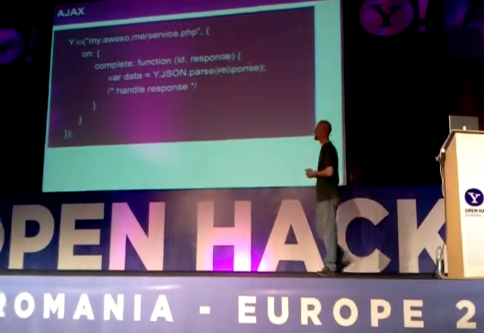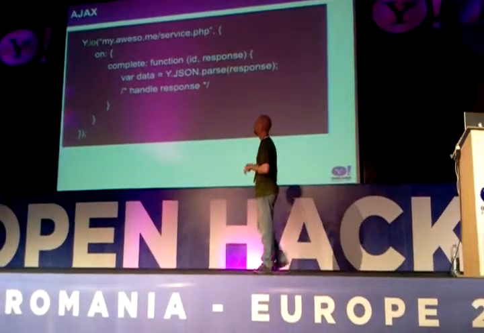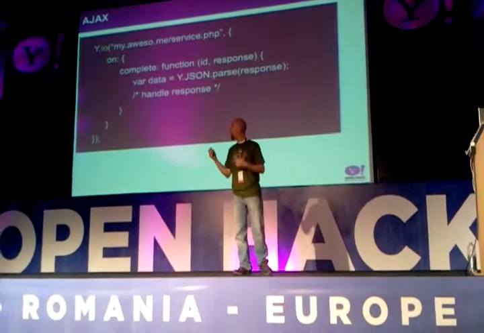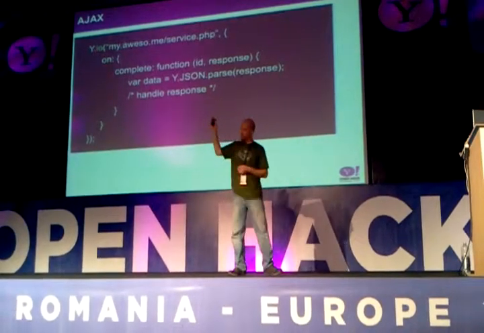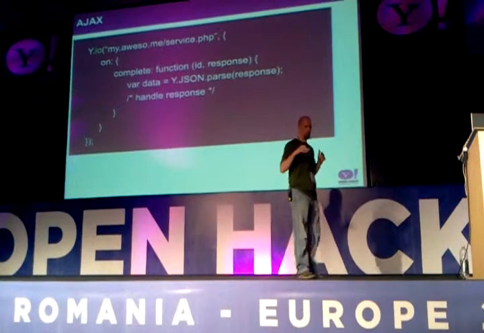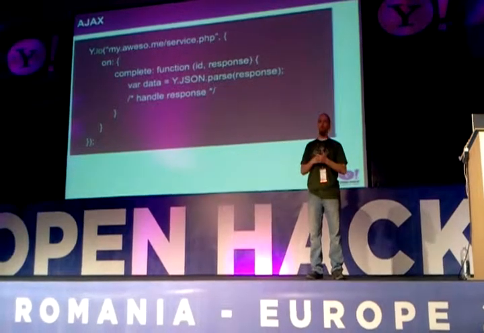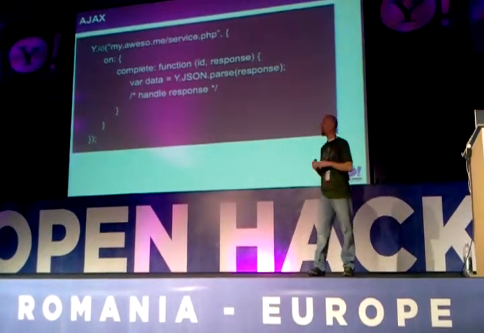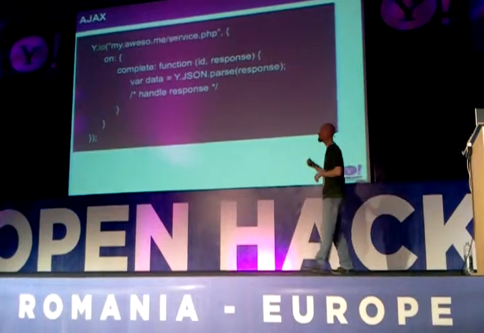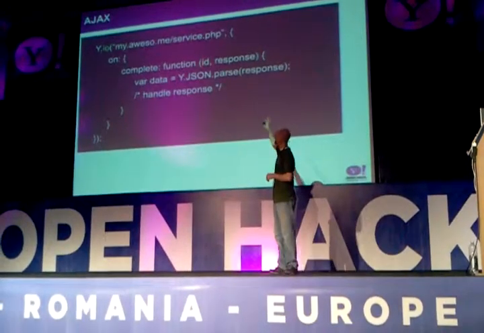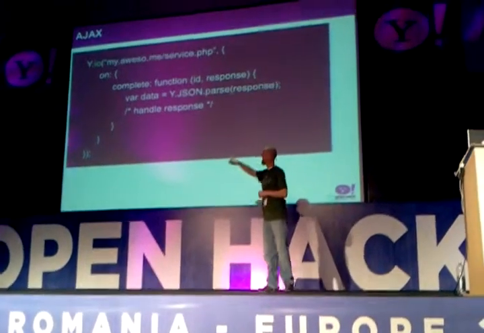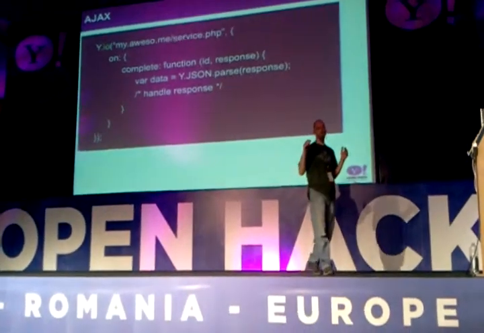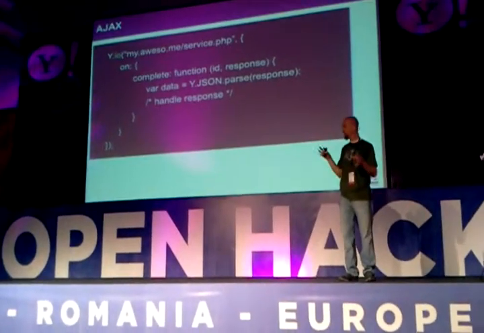Let's talk about Ajax. So you're talking to your server. You have this server to that server. So here the API is pretty straightforward. The first parameter is what you want to talk to. And the second parameter is how you want to talk to it. So here's my URL. The configuration object that goes in as the second argument does the configuration for the transaction.